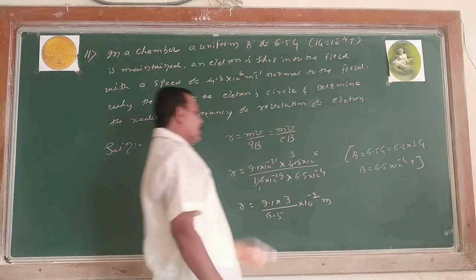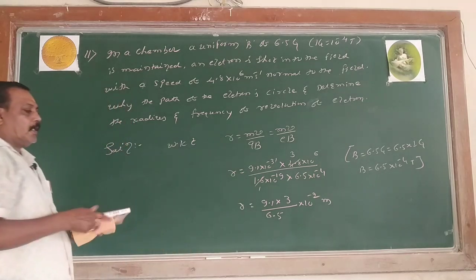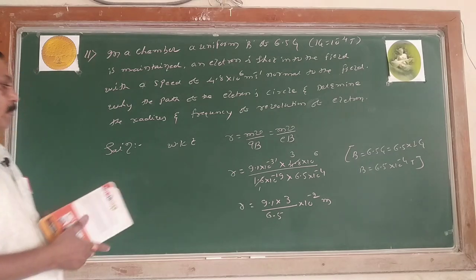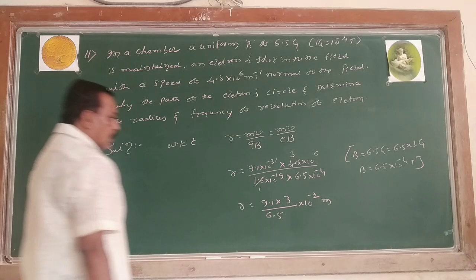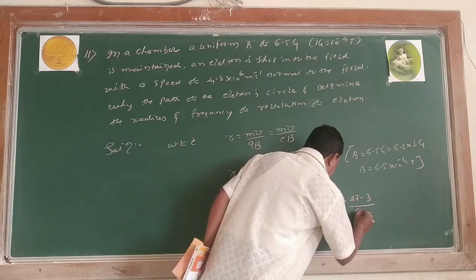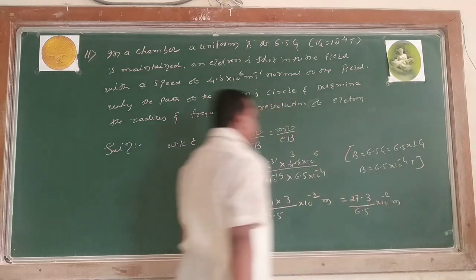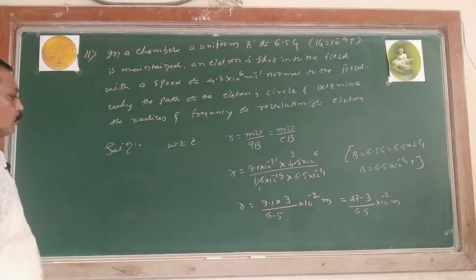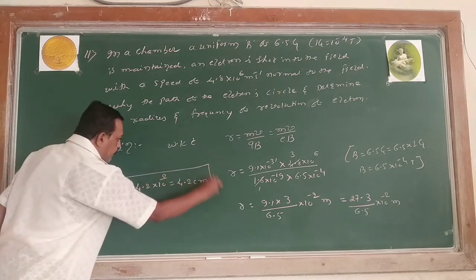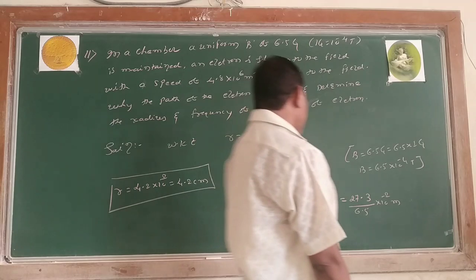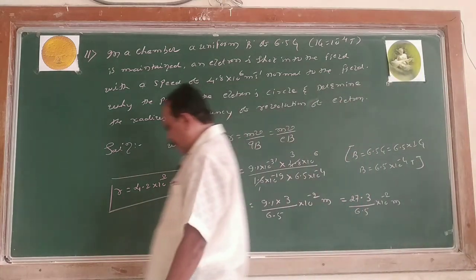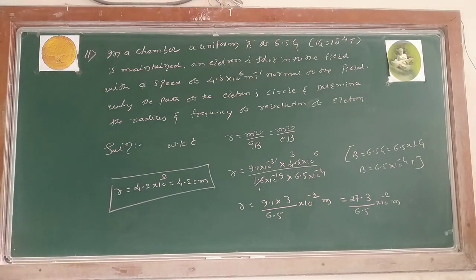चक्कर लेके एक बार. Divide करो, we can get the answer. This is nothing but 27.3 divided by 6.5 into 10 to the power of minus 2 meters. If you divide it, it becomes 4.2. Radius equals 4.2 into 10 to the power of minus 2 meter, that is 4.2 centimeter. Check करो एक बार. This is our radius.